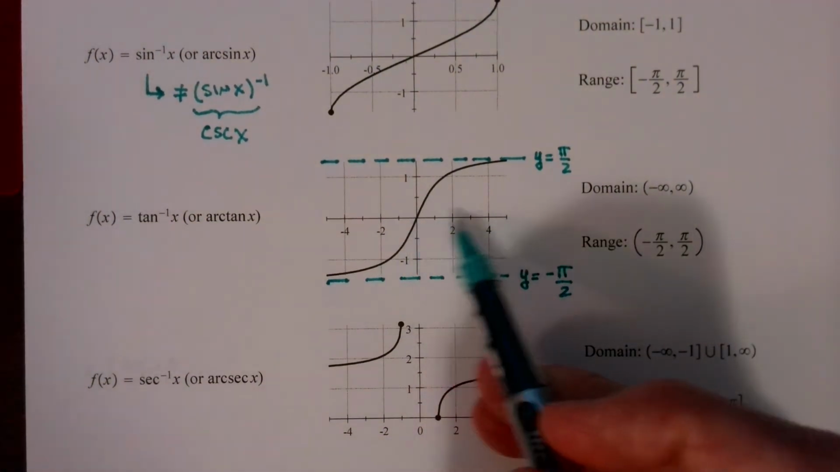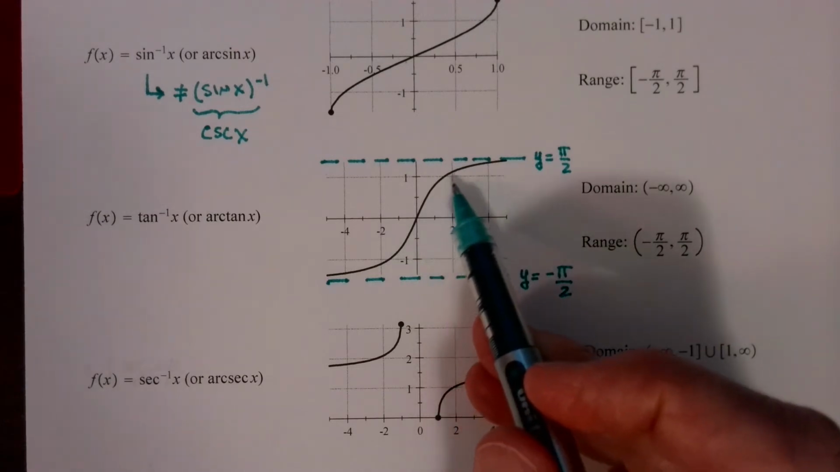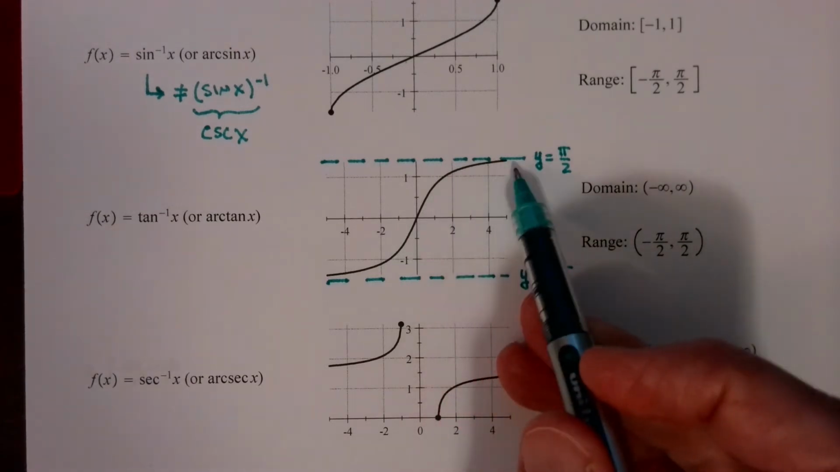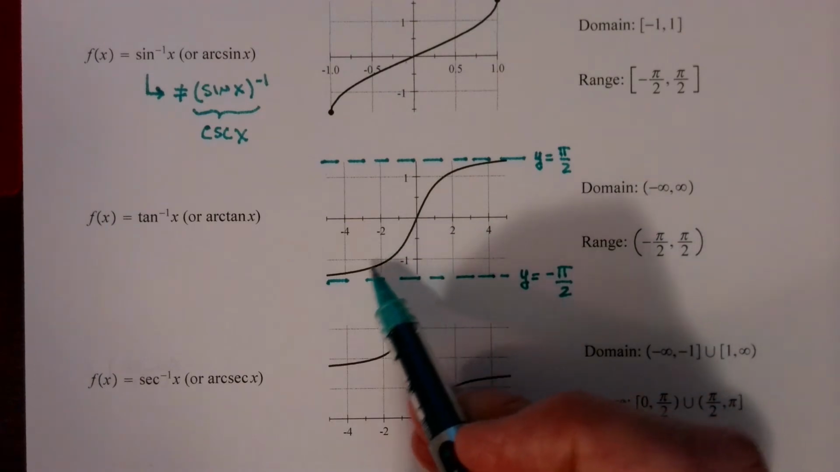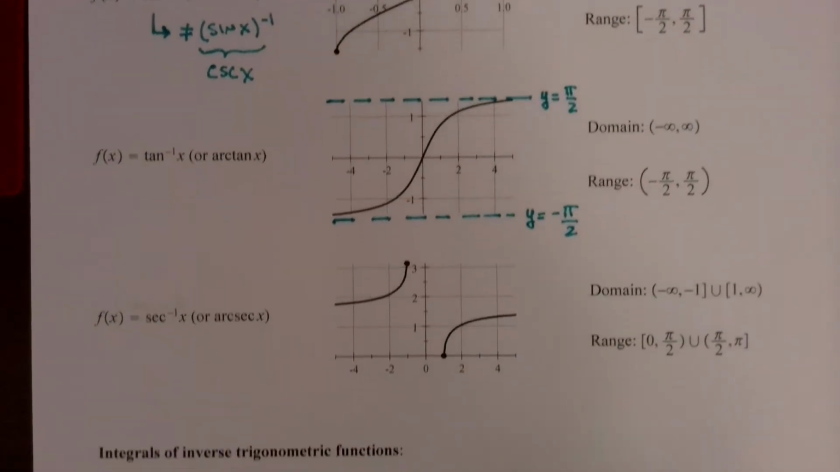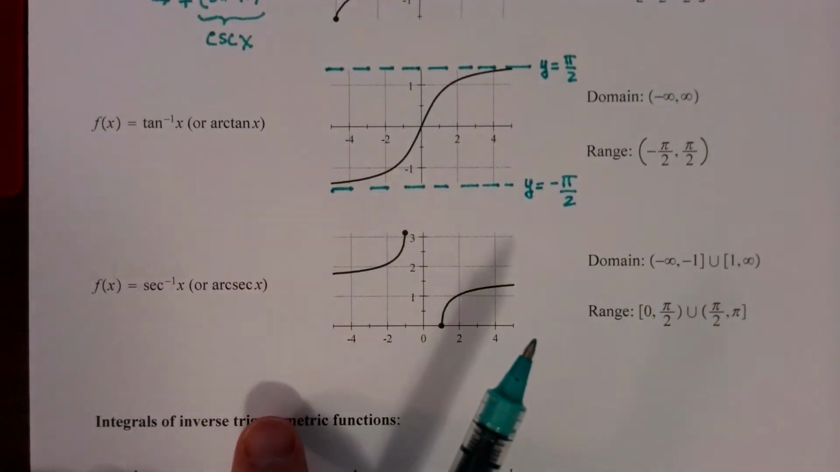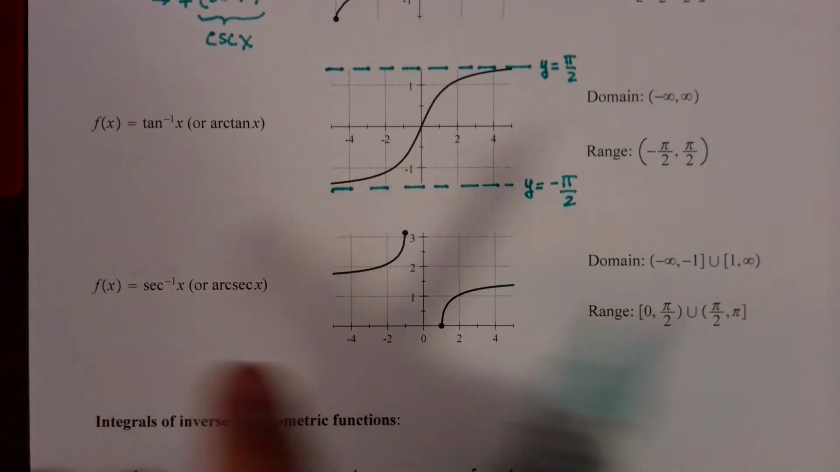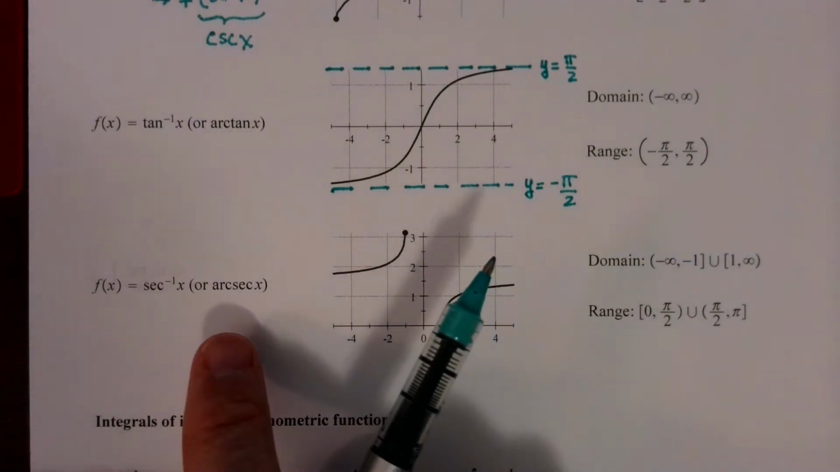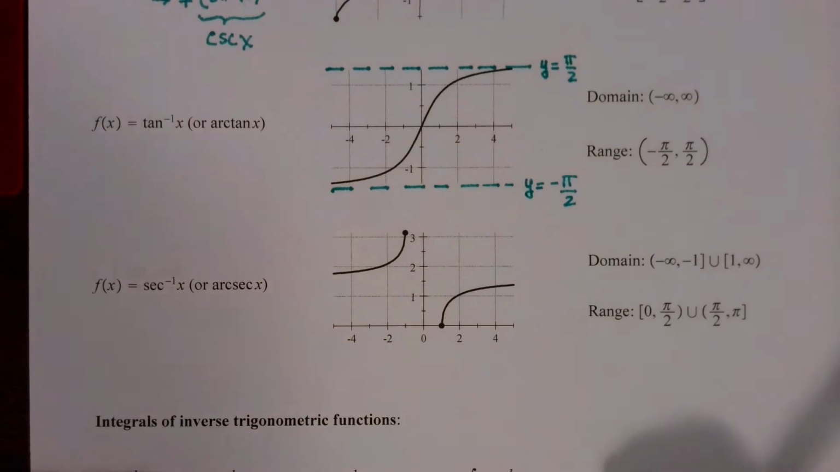The limit as x goes to infinity of the inverse tangent function is what? Pi halves, because it's approaching pi halves. As we go to negative infinity, we're approaching negative pi halves. And then here is the inverse secant function. This is one way of defining the inverse secant function.